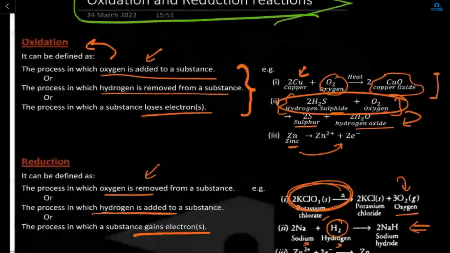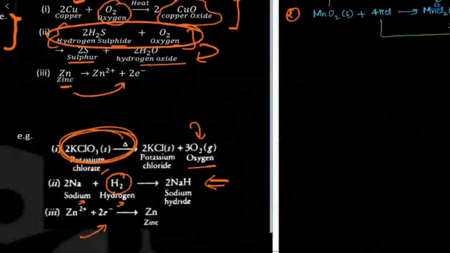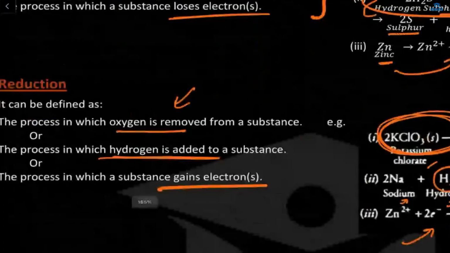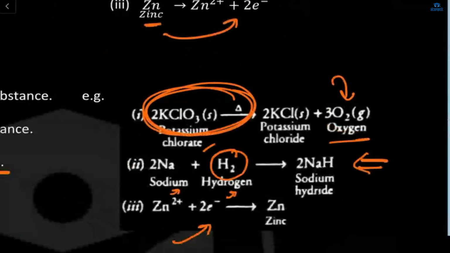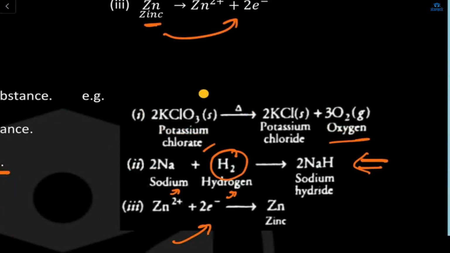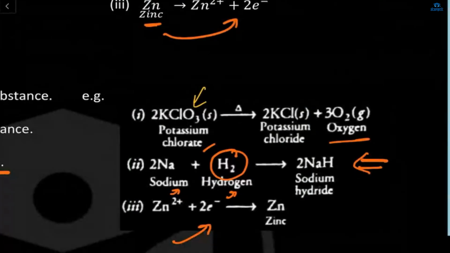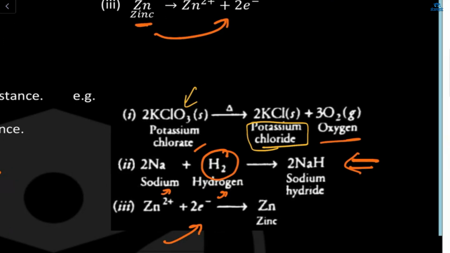Now, do you get the difference between oxidation and reduction? Ma'am, can you explain reduction once again? I didn't get it. Okay. Reduction means the process in which oxygen is removed. So here, as you can see in this equation, your oxygen is here, but after heating, what is happening? The oxygen is removed from potassium chlorate. And if oxygen is removed, that process is known as reduction.